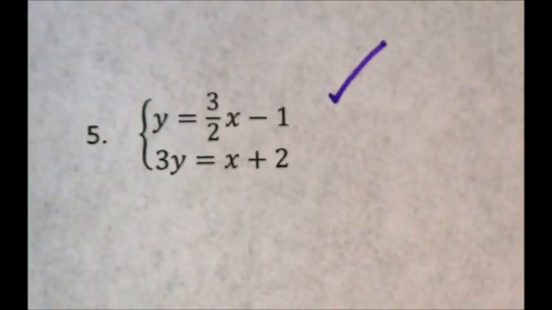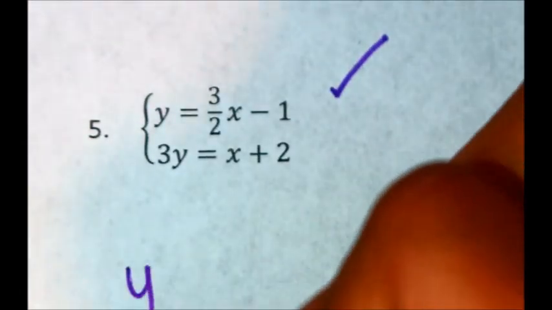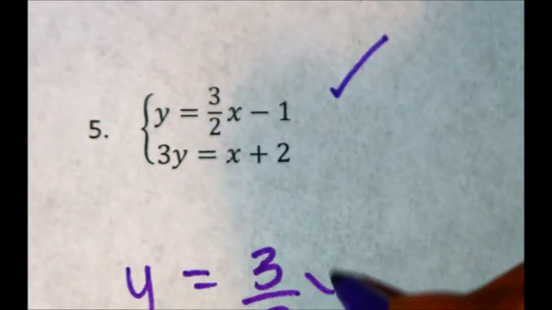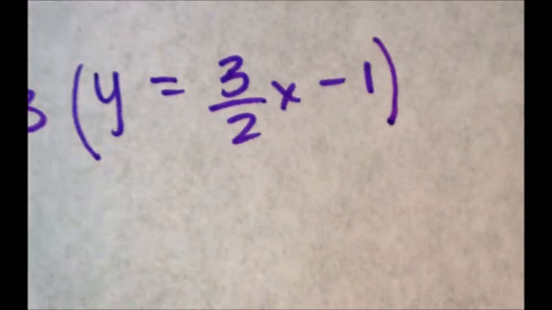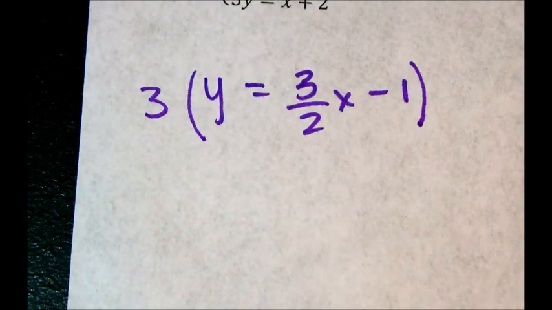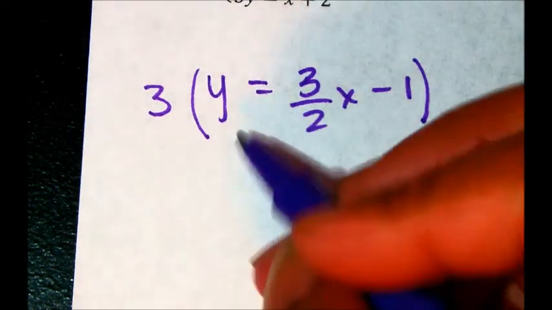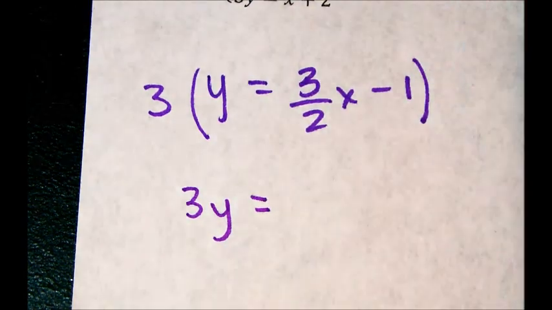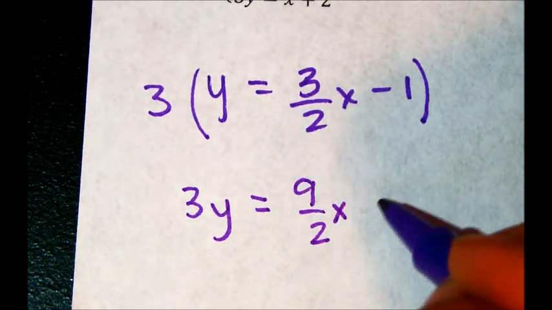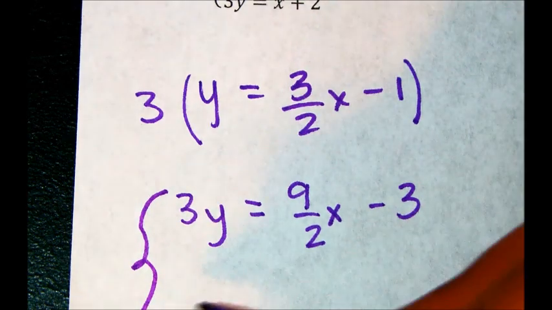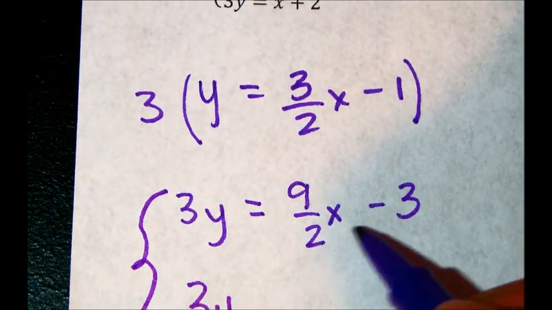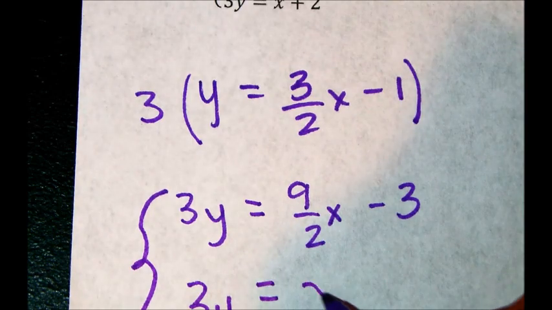What's missing from my first equation on the left side that's in my second equation on the left side? You should notice a 3 is missing. What I can do is pull out the first equation, and I'm actually going to multiply my left side by 3 and my right side by 3. So I put the entire equation in parentheses, and I'm multiplying it by 3. That means each term is going to be multiplied by 3. So my new system of equations that I'm evaluating is 3y equals 9 over 2x minus 3, and 3y equals x plus 2.